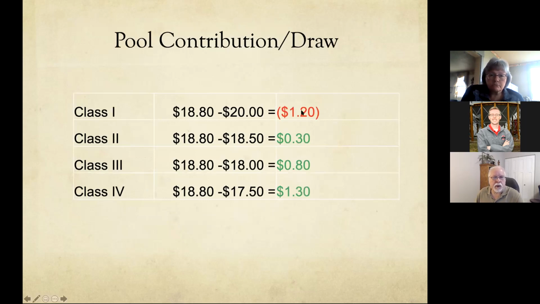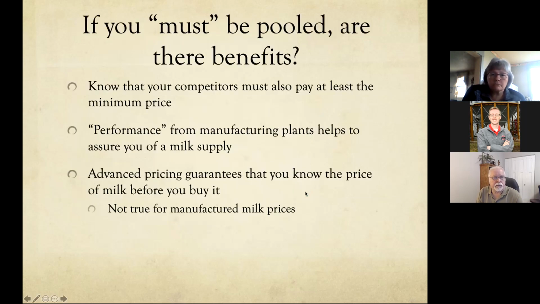So that's what happens here. The class 1 processors have to contribute $1.20 to this fictitious pool I'm showing. Class 2 would be able to draw 30 cents from it. Class 3 would get to draw 80 cents, and class 4, $1.30. That would be the way that it normally works.